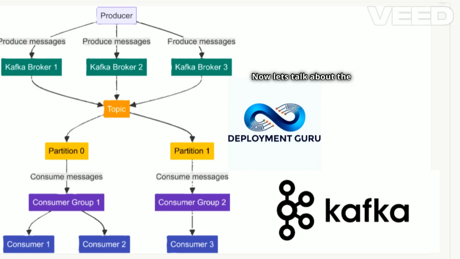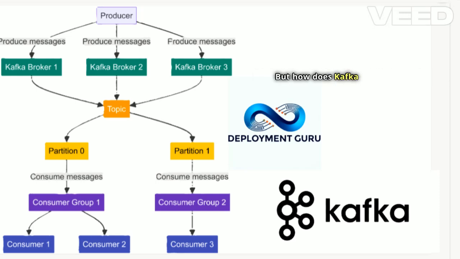Now, let's talk about the architecture of Kafka. It consists of topics, partitions, producers, consumers, and brokers. Topics are the categories to which records are published. Partitions allow data to be distributed across multiple servers. Producers publish records to topics. Consumers subscribe to topics and process the records. And brokers are the servers that manage the storage and retrieval of records.